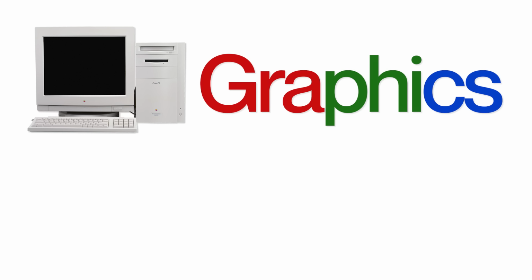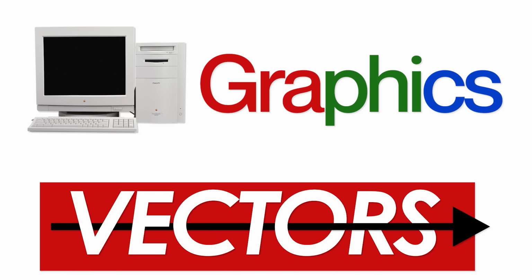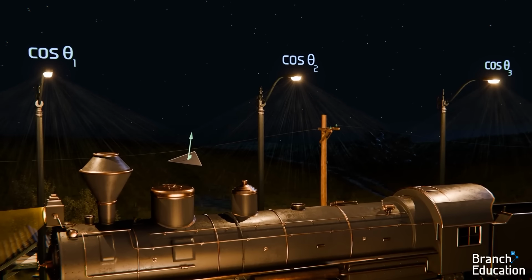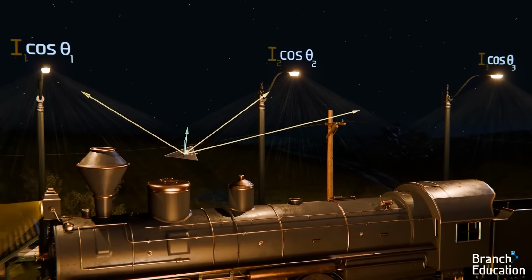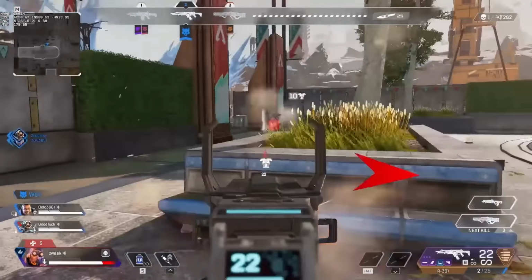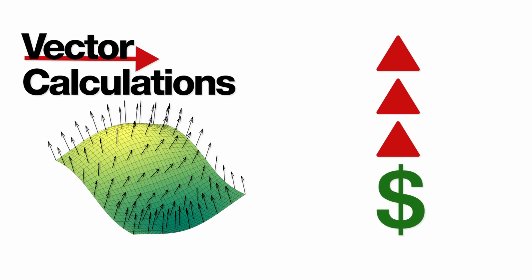When it comes to computer graphics, vectors reign supreme. From game physics and player movement to lighting calculations, especially in older games like Quake, they are indispensable in modern gaming, as every frame on screen involves thousands of vector calculations. But the problem is that vector calculations are expensive.